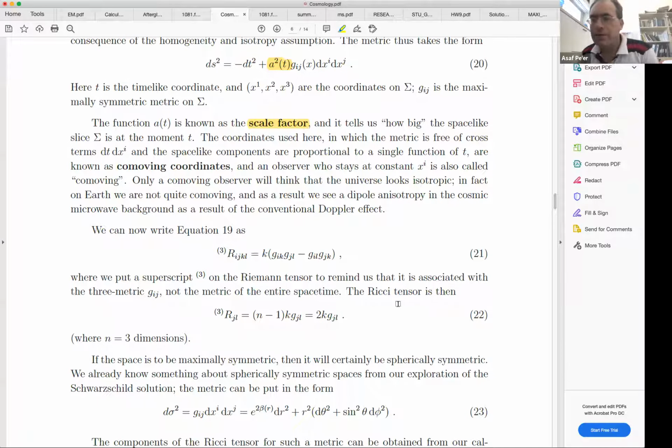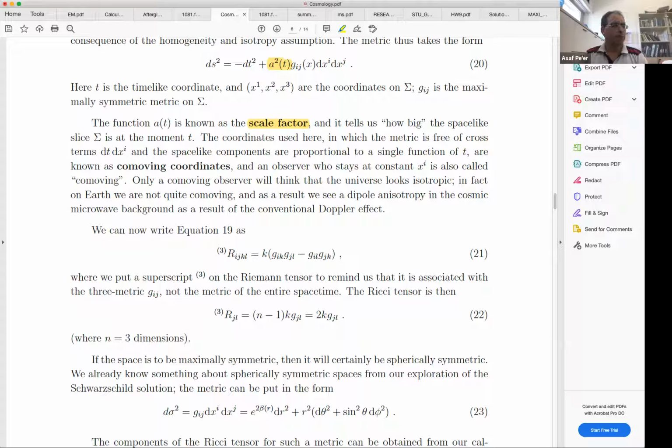Now, in order to continue the derivation, we're going to use back what we did for the Schwarzschild metric. Because the logic is that if we say the universe is maximally symmetric, then it obviously has to be spherically symmetric, so isotropic, in other words. And we already did a lot of work on spherically symmetric metrics when we derived the Schwarzschild metric.